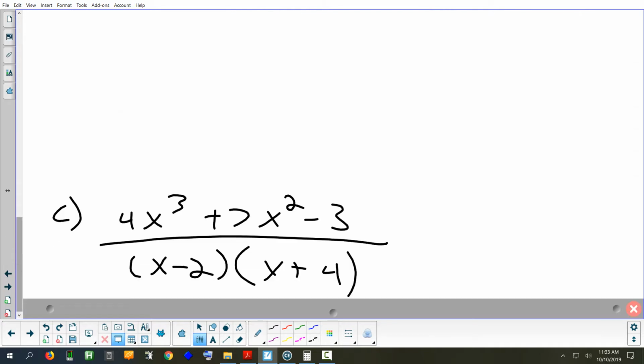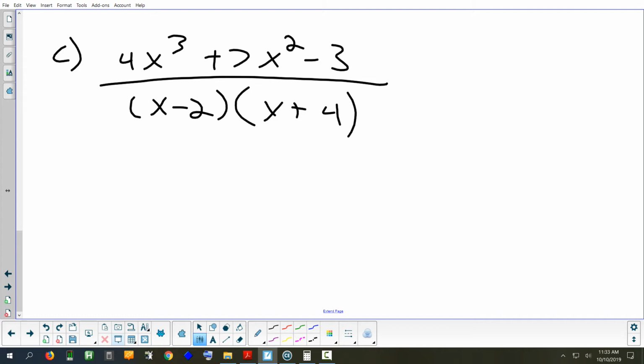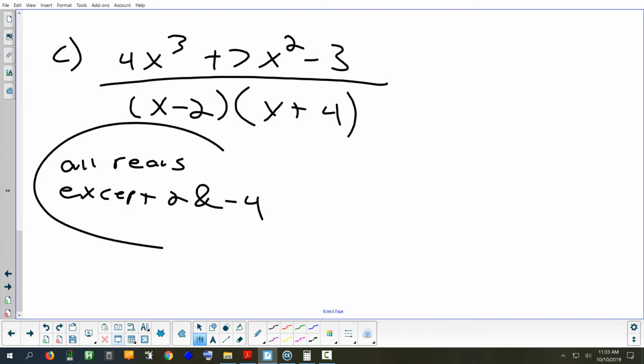C. Actually, I think C is easier than B. What's the domain here? All reals except for 2 and negative 4. And I'm just going to write it that way. All reals except 2 and negative 4.